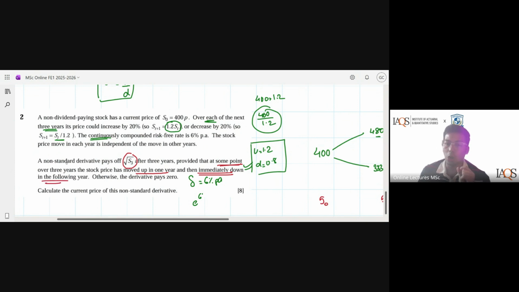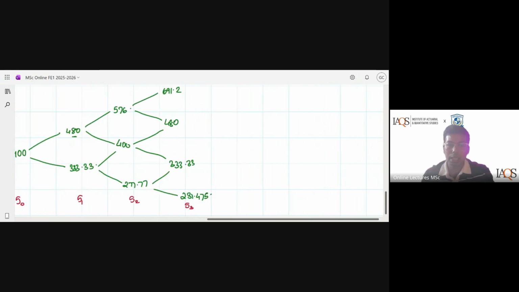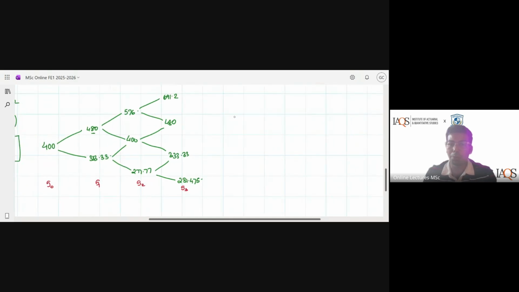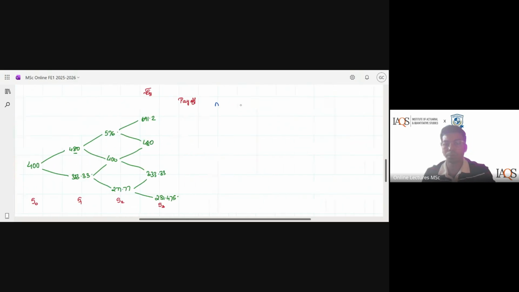Let's read it again. A non-standard derivative pays root of S3 after 3 years, provided that at some point over 3 years, the stock price has moved up in 1 year and then immediately down in the following year. The word important being immediately in the following year, otherwise the derivative pays 0. That means, if I plot my movement in a table, what all are the possible movements I have?